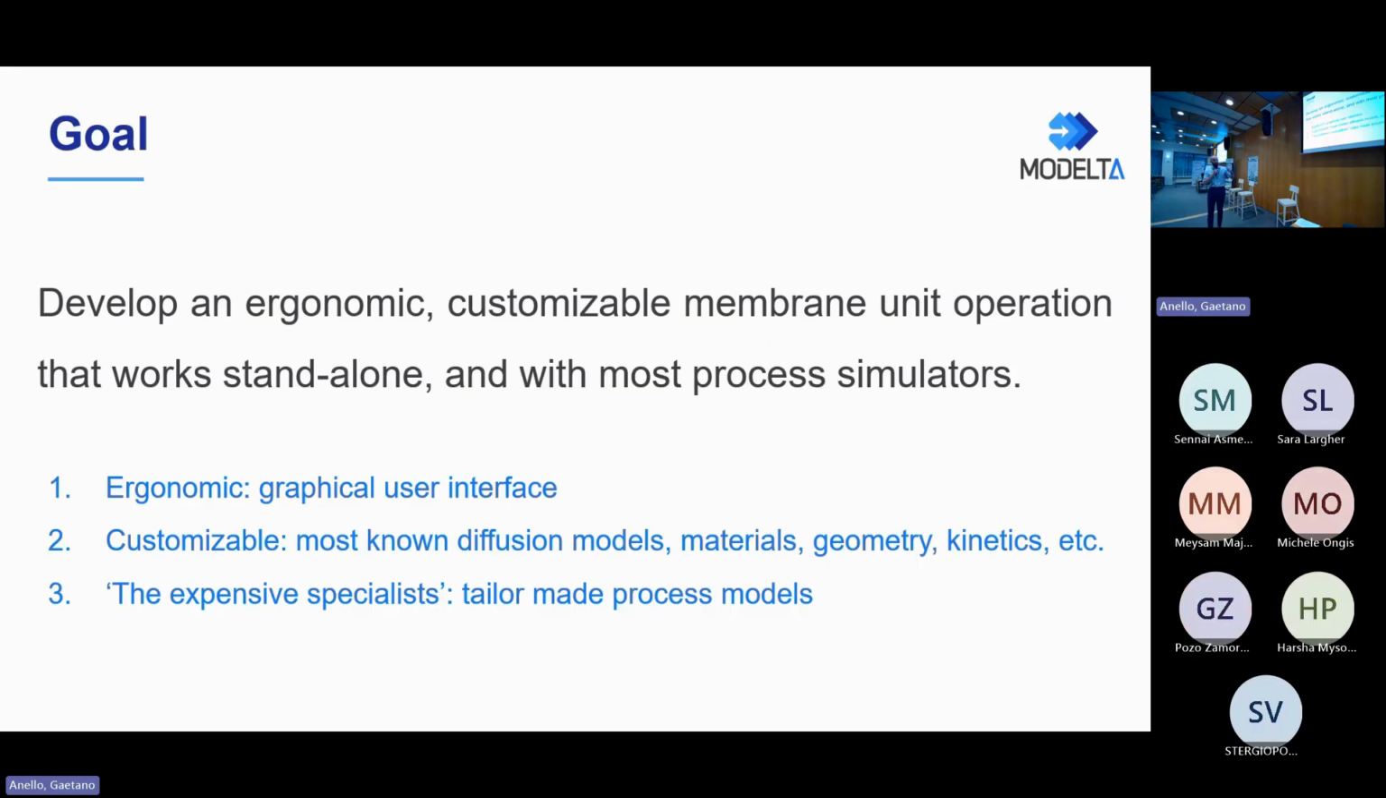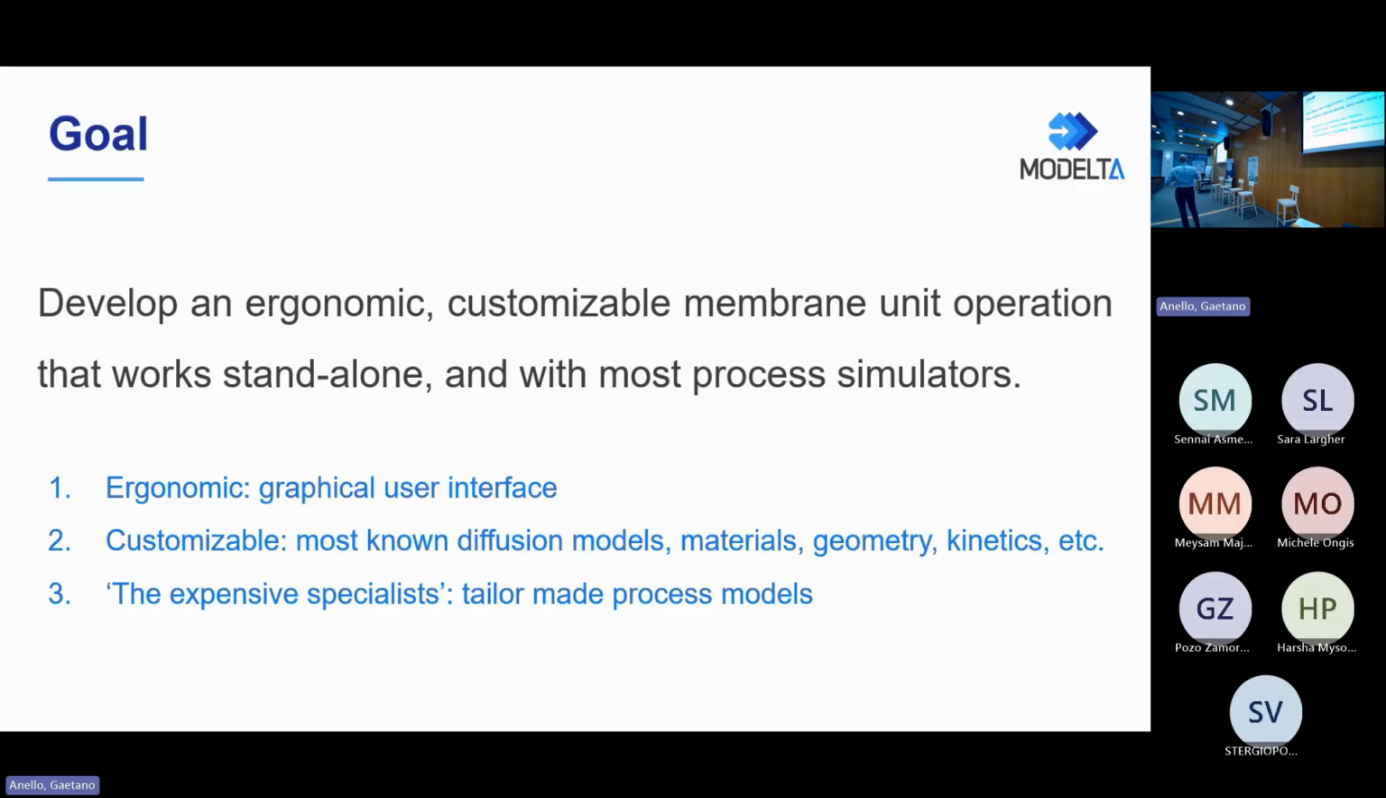So we set out to develop an ergonomic, so easy to use, customizable, so you can tweak it to your own process, membrane unit operation that works standalone, so that you're not necessarily locked into Aspen. If you want to use something else, it's fine. You want to use it in MATLAB or Python or whatever you want to use nowadays. That works standalone and also with all the other stuff that you might want to use.